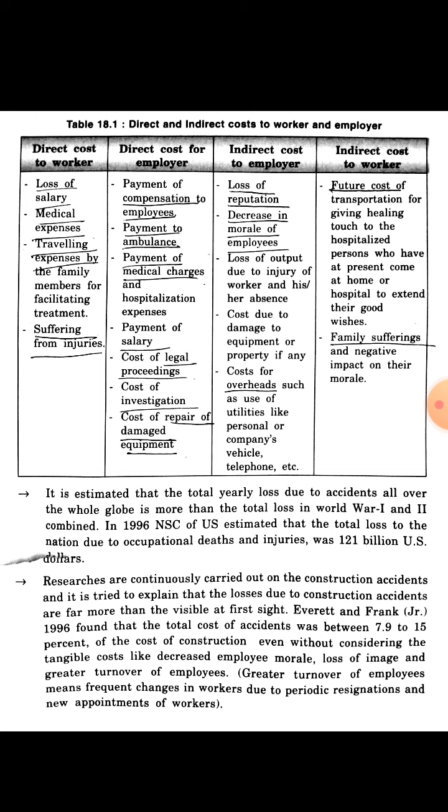And indirect cost for a worker is the future cost of transportation for family members giving healing touch to the hospitalized person, who come to the home or hospital to extend their good services, and family suffering and negative impact on their morale. So these are the direct and indirect costs of the worker and employer. This question is also asked in the GTU in the form of a short note.